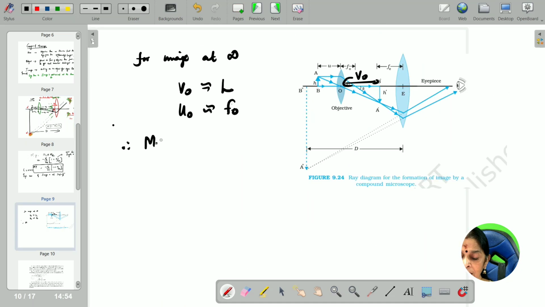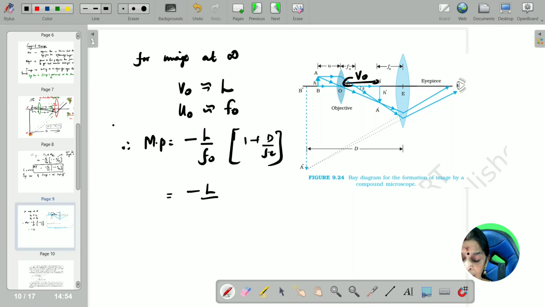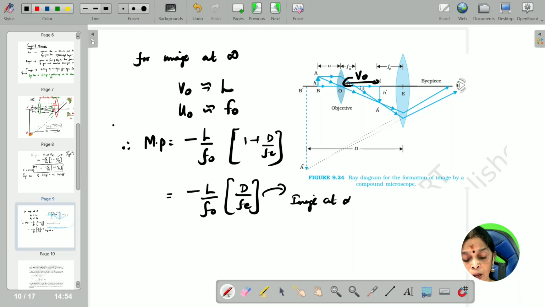Therefore, MP can be written as minus L by F naught into 1 plus D by FE. But from simple microscope, for image at infinity it is not 1 plus D by FE, it is only D by FE. So you can simply write it as minus L by F naught into D by FE for image at infinity. Now you can understand that the magnification power is inversely proportional to F naught and FE.